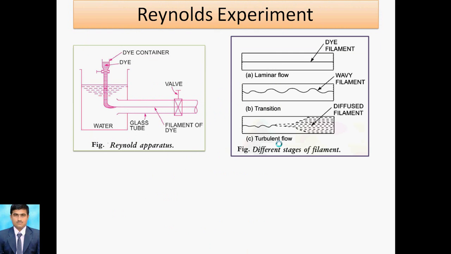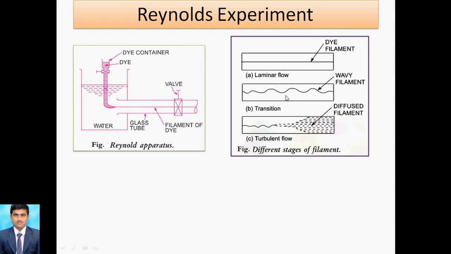Now we move to the Reynolds experiment. This first diagram shows the Reynolds apparatus. This is a supply tank, and here the valve is there. The dye is potassium permanganate, which we take with water, and then this color will form. We drop it from this point to this point. Whenever we get a straight line, we identify that as laminar flow.